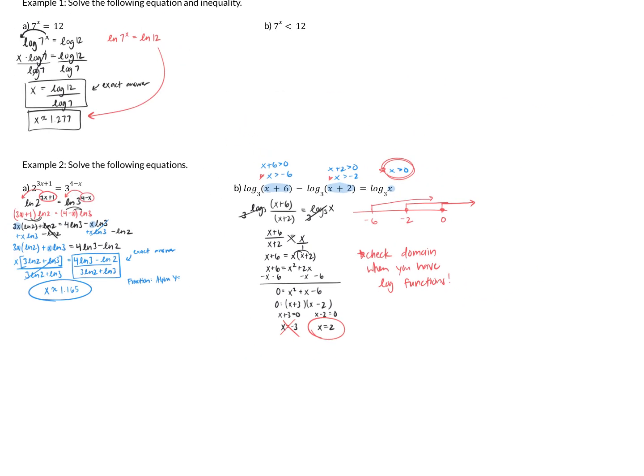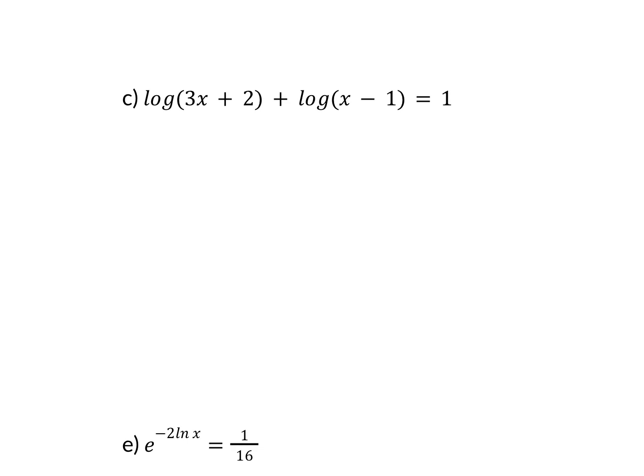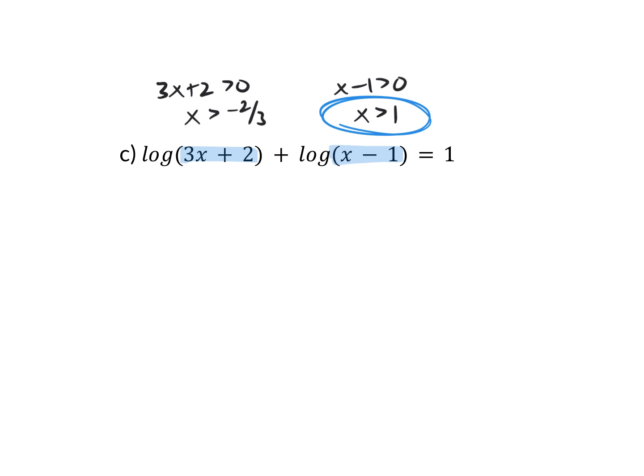All right, let's look at another one. Example C. Okay, I see that I've got a log, so I'm going to start by solving for my domain. I know that these arguments both have to be greater than 0. So 3x + 2 > 0, and x - 1 > 0. If I solve this, I get x > -2/3, and x > 1. So all of my x values have to work in both of those domains. So our winning domain here is x > 1.